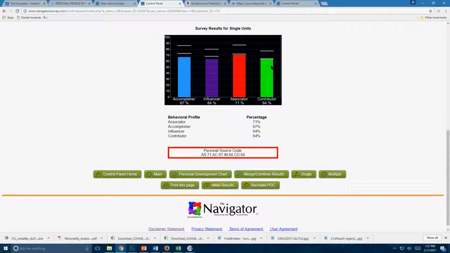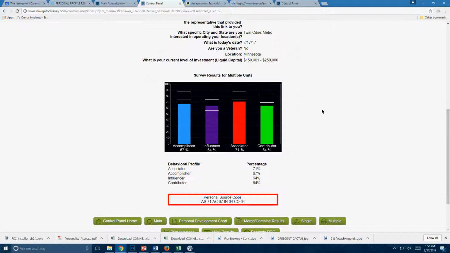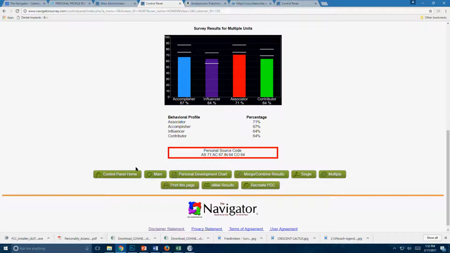Now, oftentimes in your world, somebody's going to come to you and say, listen, all I want is a single location to start. But in reality, they've got a profile that's best suited as a multi-unit operator. And if they had access to capital, they might make that move. So we have the ability in ArcPoint, and you'll have that ability, where there's a single unit and a multiple unit profile. You can see neither way, this person's just not a good fit.